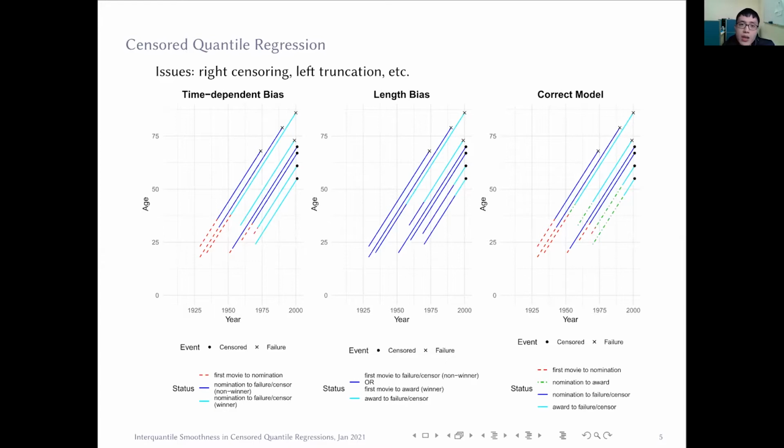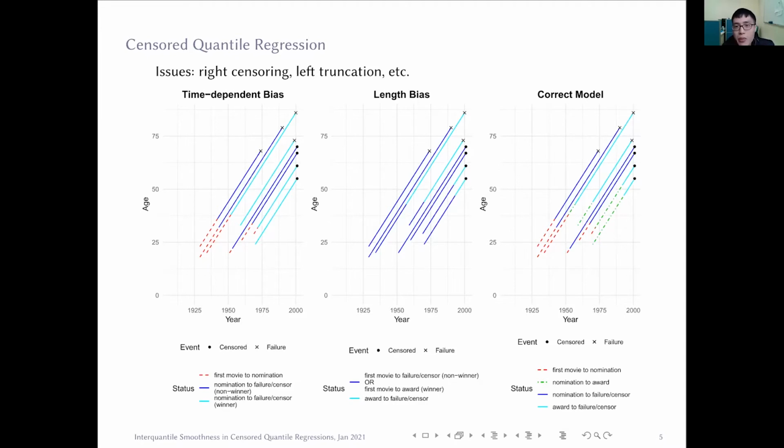In censored quantile regression, moreover, we need to handle situations with survival data. There are some special issues related to survival data, including the right censoring and the left truncation. I use this figure of movie actors to illustrate these two issues.